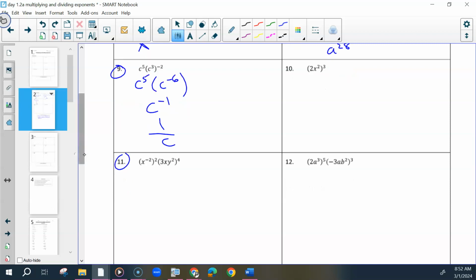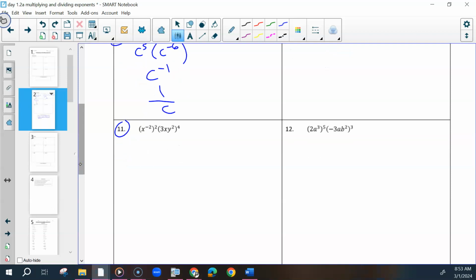For 11, same thing, but you have to apply the exponent to everything, and that includes anything with a number. You have to remember that this has an exponent of 1, and so does the x. Think about this like you're distributing the exponent to the other exponents, or you're multiplying it. So here we have x to the negative 4th. This would become 3 to the 4th, x to the 4th, and y to the 8th.